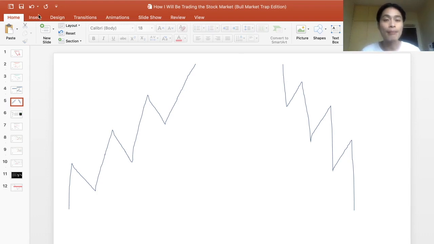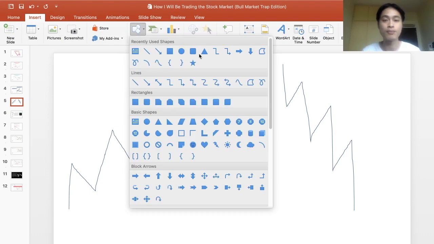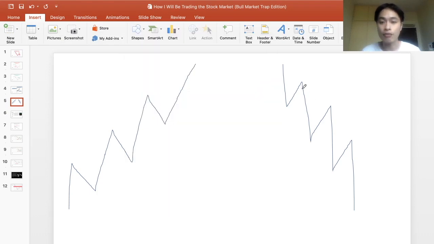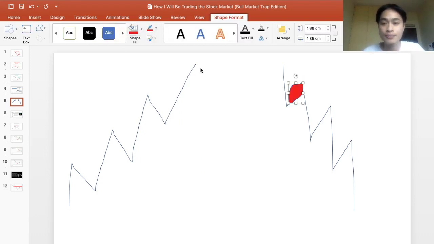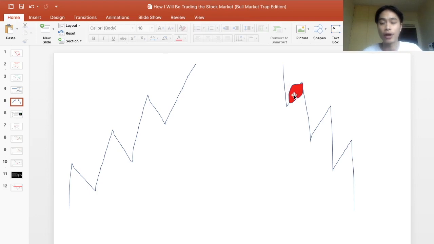So where I believe we are is at this point here, okay? I believe we are at this point here, right? So this point, I'm going to color it in red. So I believe we are at this point here.